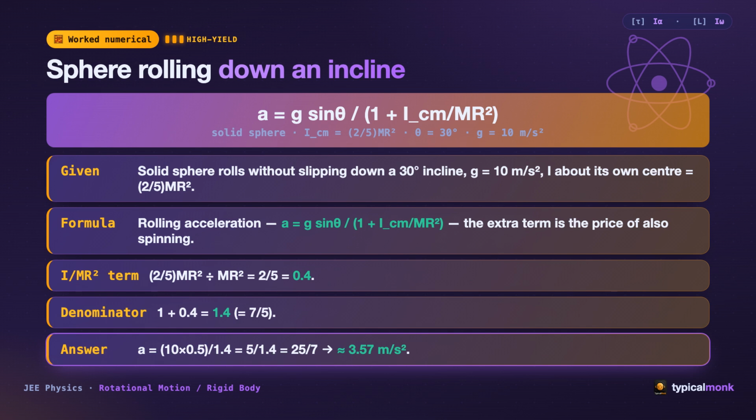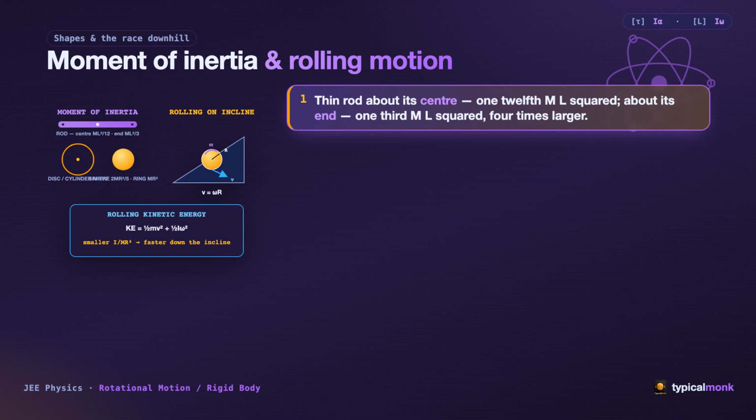And the same 4 moves: formula, the I over mr squared term, the denominator, then divide, solve every rolling incline numerical JEE can ask. Now, the shapes themselves. Because JEE loves asking which body has which moment of inertia, and how that decides a race downhill. First, the thin rod.